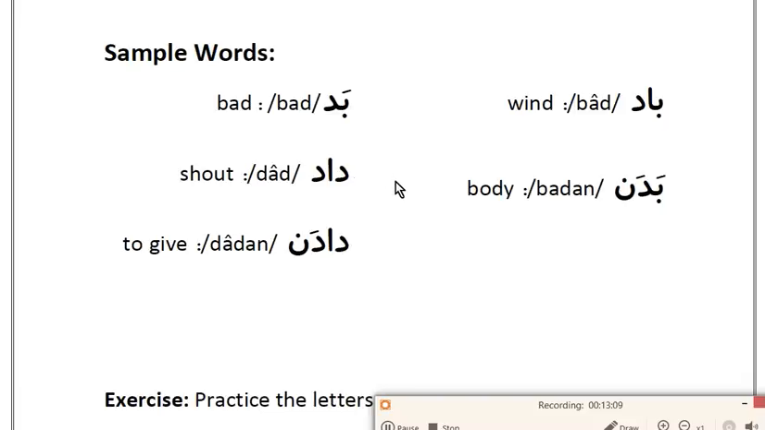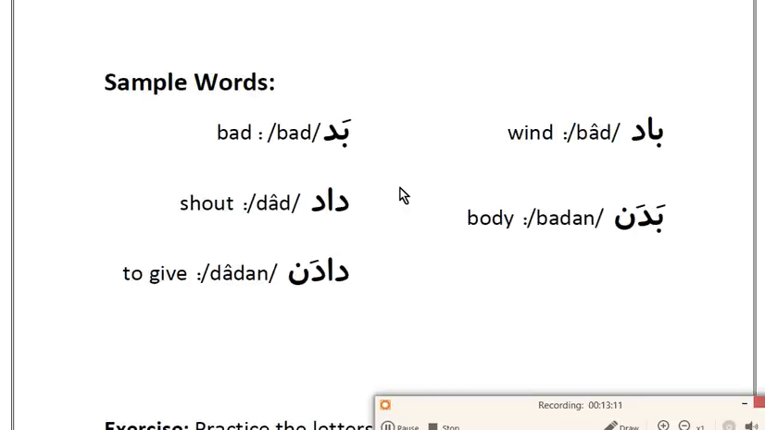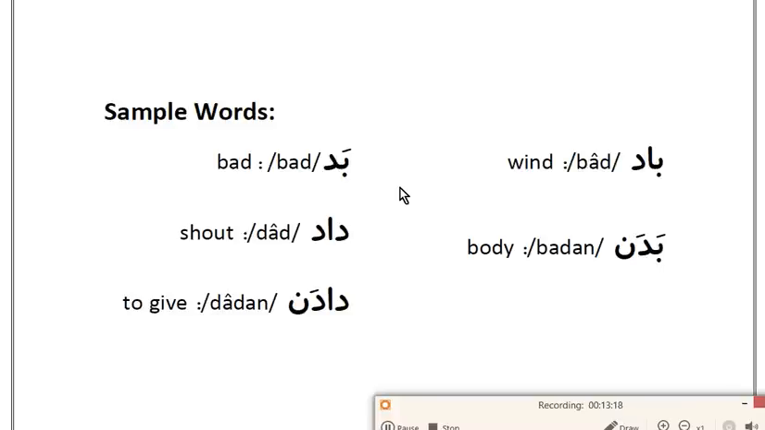We have some sample words. You can stop this video at any time and try to read the words yourself, or you can just listen to the way that I read the words. Okay, the first one is bod. So we have be-a-d, bod. Bod means wind. The next one is badan, be-a-ba-dan, badan. Badan means body.